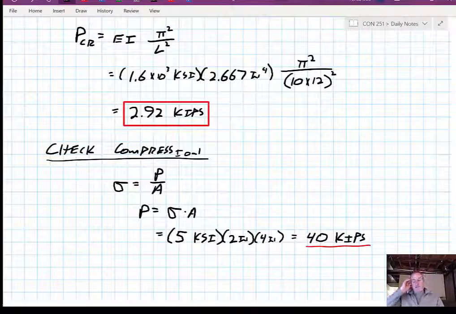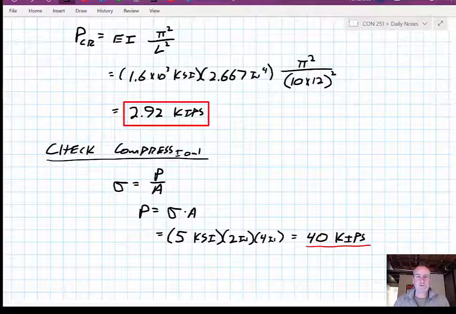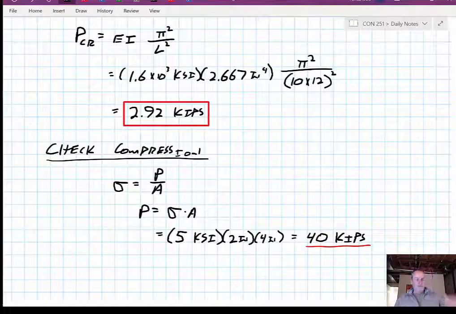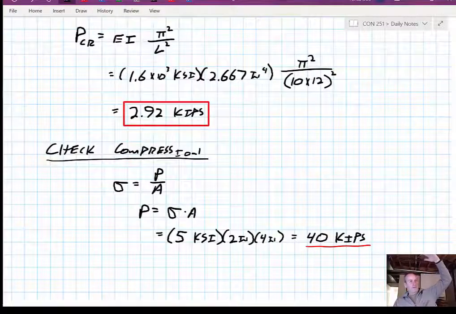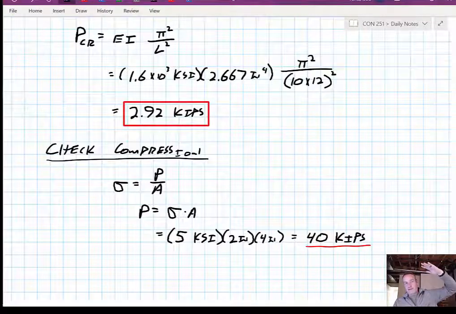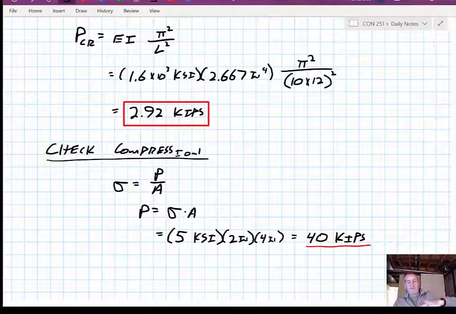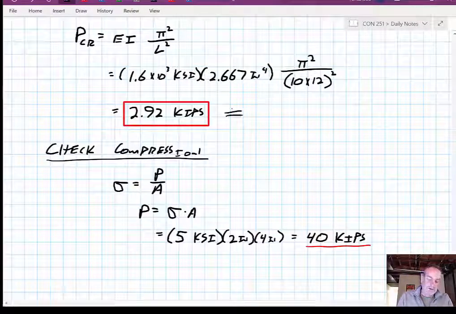So then the question would be, well, what's the answer? Is it 40 kips or is it 2.92 kips? The answer is found from which would happen first, right? It's always going to be the lower number. If you think about a column, if I start applying more and more load, once I hit 2.92, it's failed. So I can't keep putting more and more. I can't get up to 3, 4, 5, 6, 7, all the way up to 40. So the smaller number always governs.